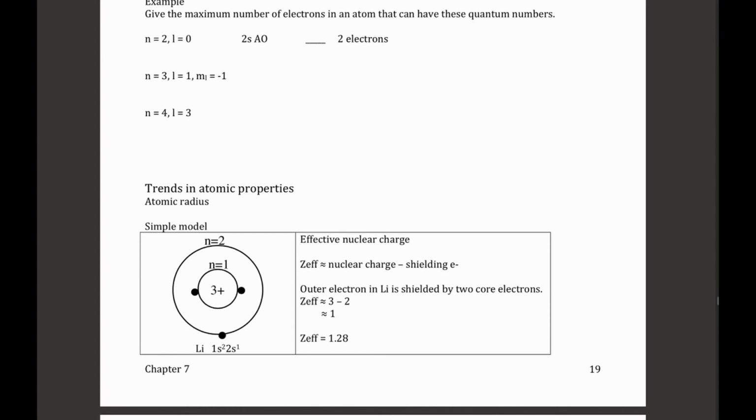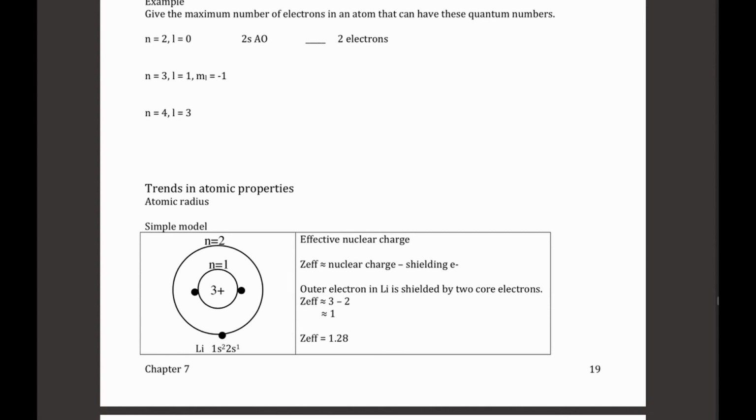Now, the size is determined by the outer electrons. The farther they are from the nucleus, the bigger the atom, the bigger the radius. The inner electrons shield the outer electrons from the full effect of the nucleus.